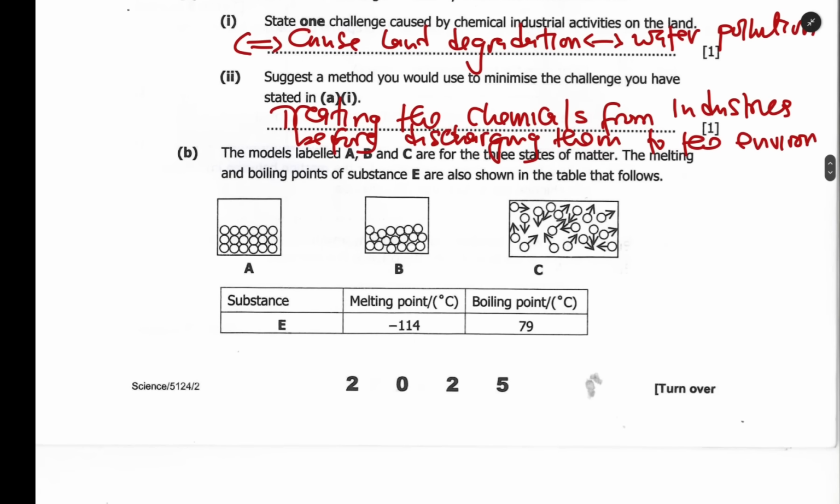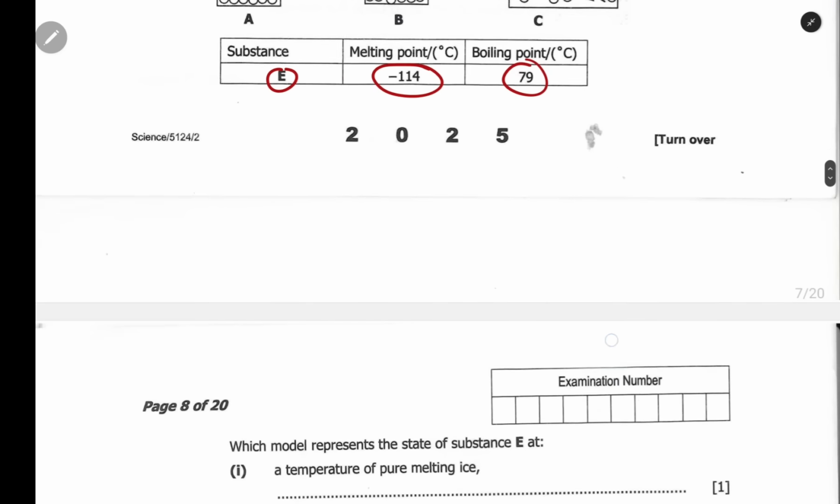Then we go to question B. The models labeled A, B, and C are of three states of matter. The melting and the boiling point of a substance E are also shown in the table. So look at this substance E. We have the melting point, it melts at negative 114 degrees. Then the boiling point at 79.